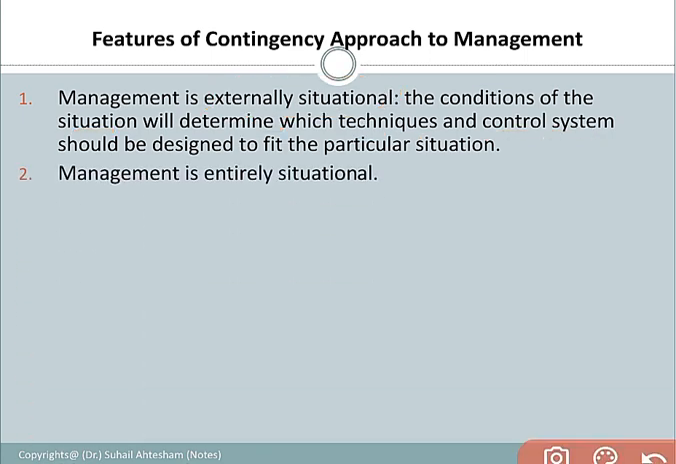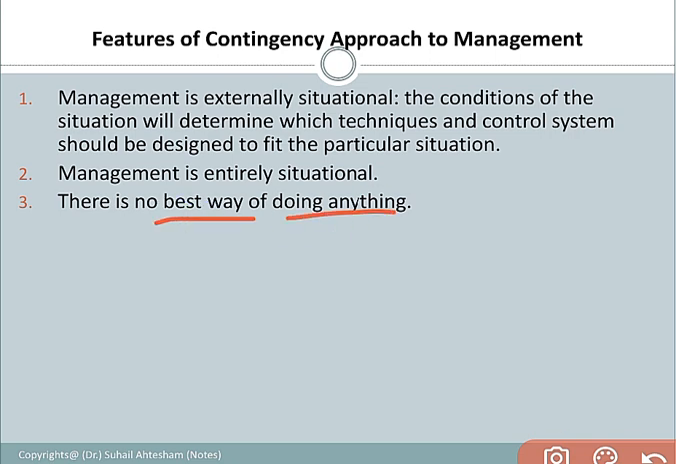Second feature: there is no best way of doing anything, right? It determines that there is no specific one way of doing all the things in the organization. So according to this contingency approach, there must be different techniques adopted by the manager for achievement of organizational goals and for overcoming the different situations in the formal organization.